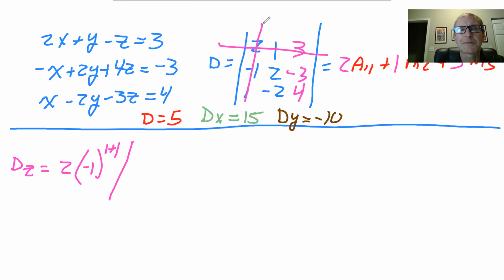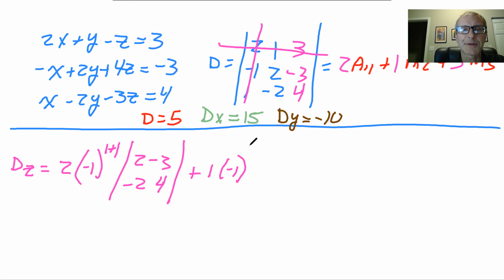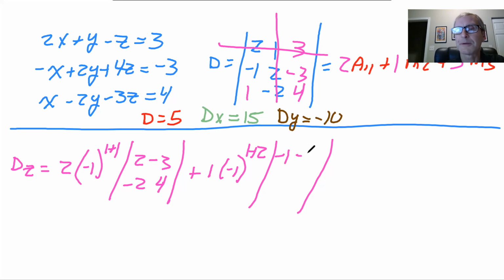And so let's see what we have here. 2 minus 3 minus 2 and 4. And then this would be plus 1 times, here's where the sign changes, because you got an odd number up there. See what that minor looks like. So get rid of that. Oh no. Lost that number there. That should be a 1, right? Yeah. And so we get rid of column 2 this time. And we end up with -1, -3, and then 1, 4.